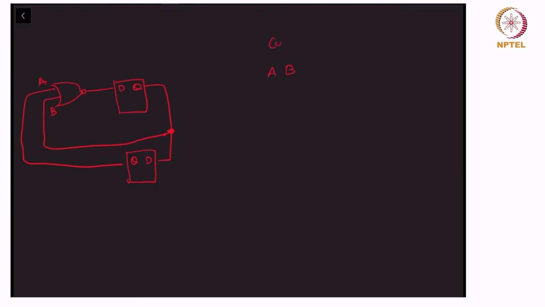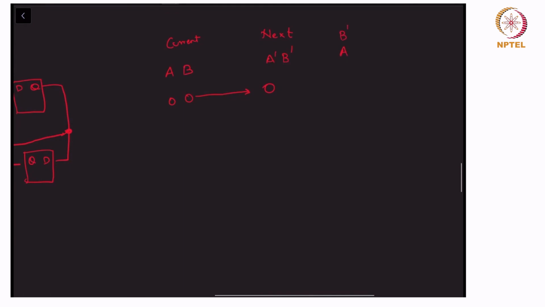So we have the current state and the next state, right, A dash, B dash, right? So let's say the current state is 0, 0. Then of course it's helpful to note that whatever is the current state of B, that will become the next state of A. So B just goes as A, right? And then the next state of that, B dash, is just equal to A, and A dash, as you can see, is the NOR of AB, that is A plus B, the whole complement, right?